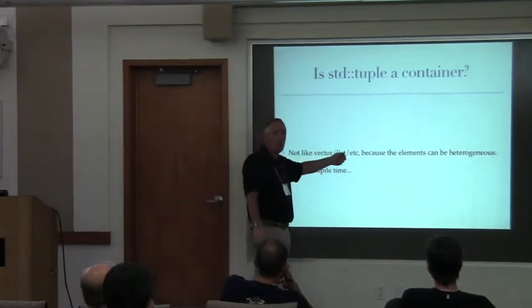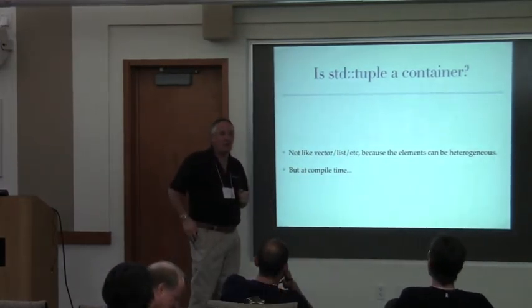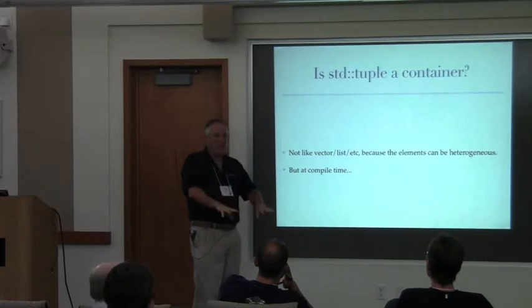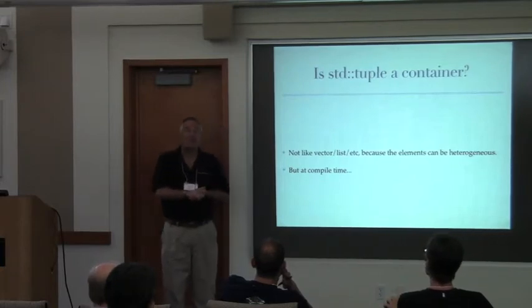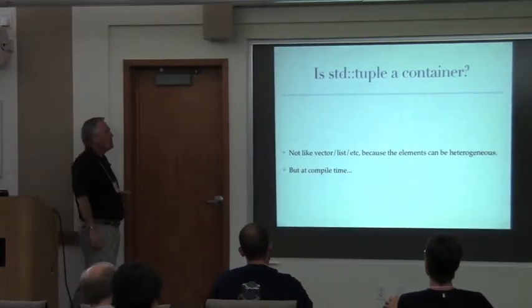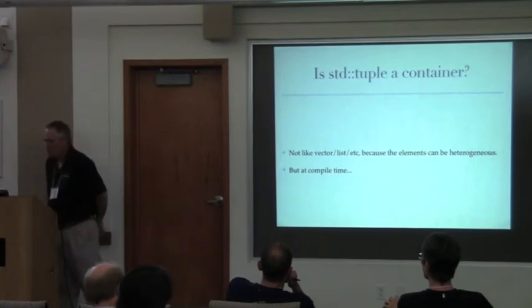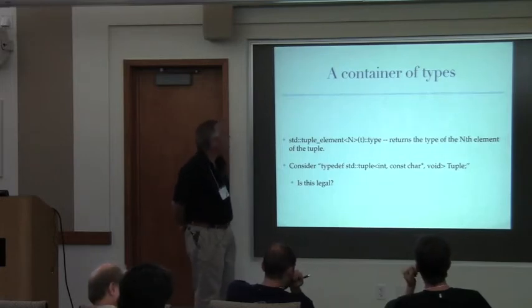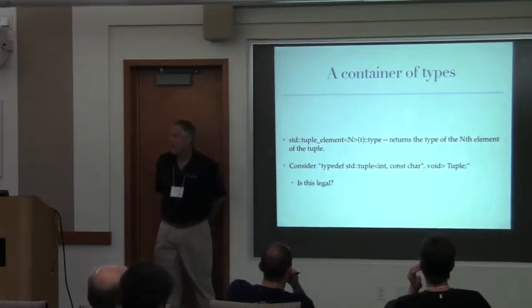The elements in a tuple can be heterogeneous. They can differ, which is completely different than any other thing that we call a container in the STL. They're all the same type. Now we fudge that with, you know, any and playing games with type erasure. But in general, they have to all be the same type. And so tuple does not do that. But at compile time, a tuple is a container of types. We can index it, and we can manipulate it.